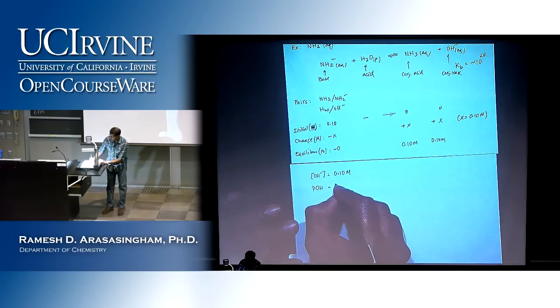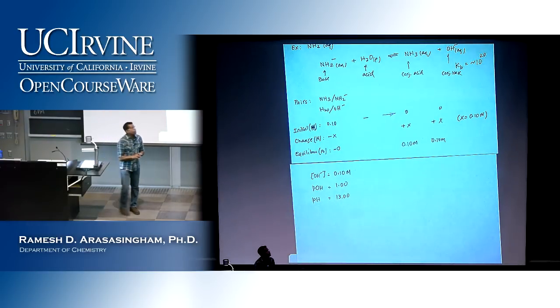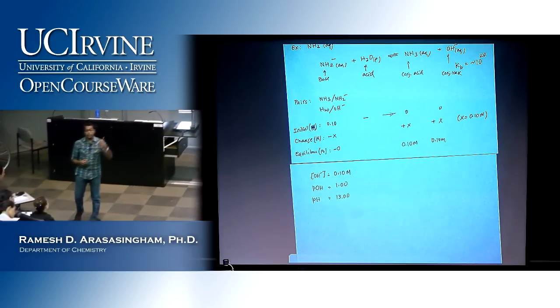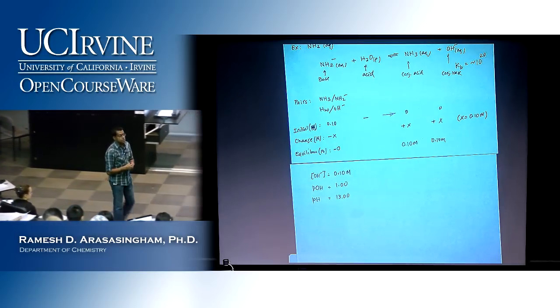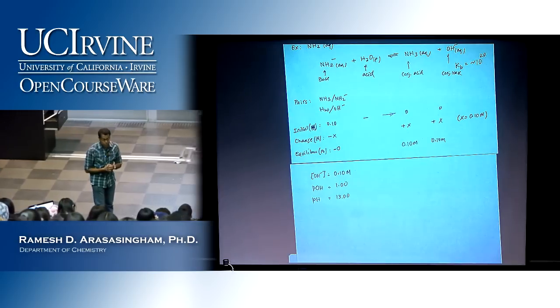So pOH should be 1, and therefore pH would be 13. So you can calculate, because this is a strong base, it dissociates completely, you can figure out what the hydroxide ion concentration is. If you know the hydroxide ion concentration, you can figure out the hydronium ion concentration, and you can figure out pH and pOH.